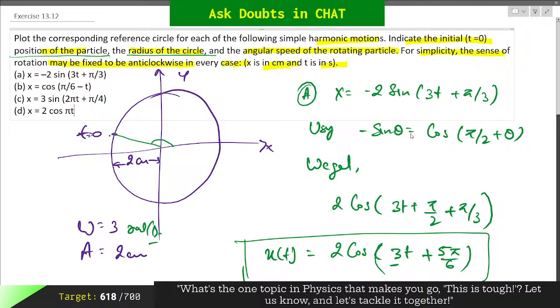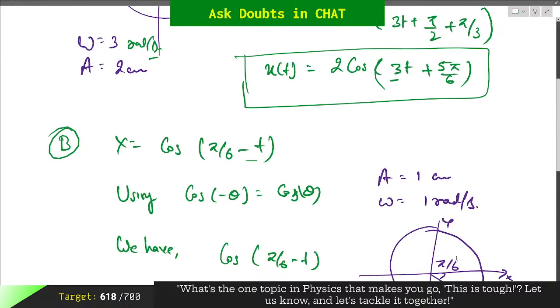So when we convert this into the cosine format, minus sine is equals to cos of pi by 2 plus phi. Here theta is equals to pi by 3. So if we add pi by 2 plus theta, it would give us 5 pi by 6. So from the positive direction of x-axis, the angle would be equals to 5 pi by 6, and omega is equals to 3 since omega won't change in trigonometric conversions. So the equation of motion would be 2 cos 3t plus 5 pi by 6.